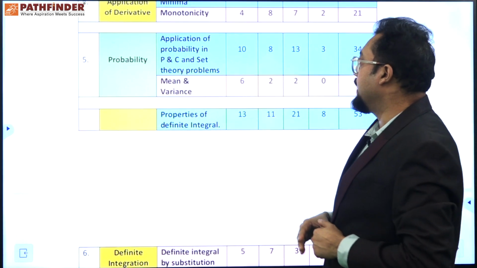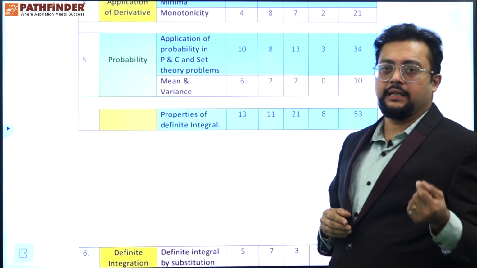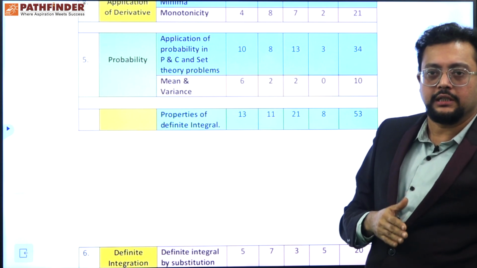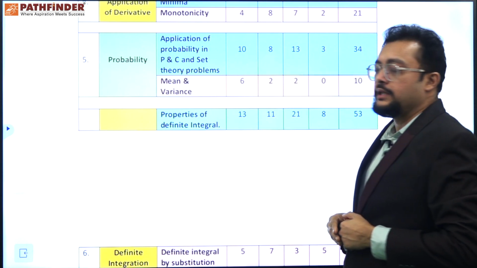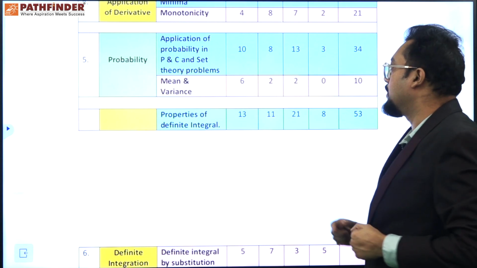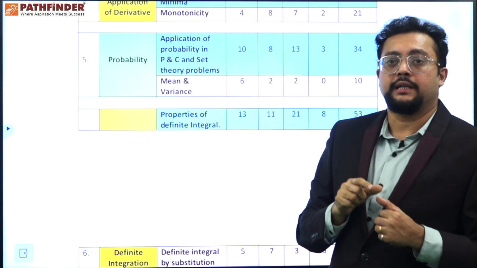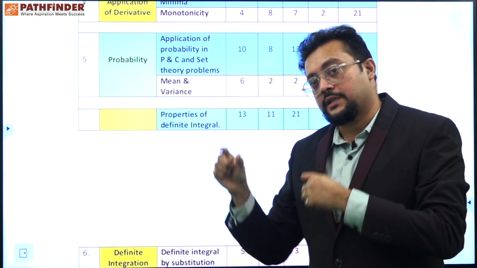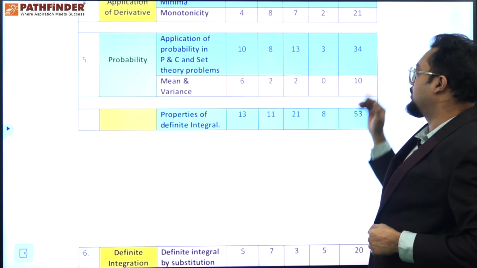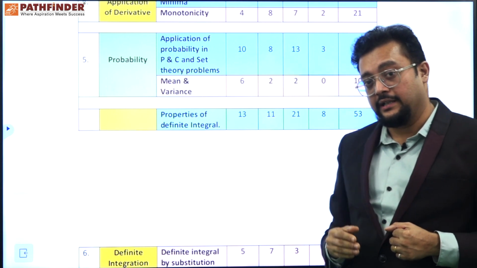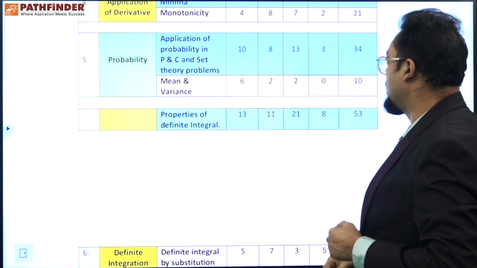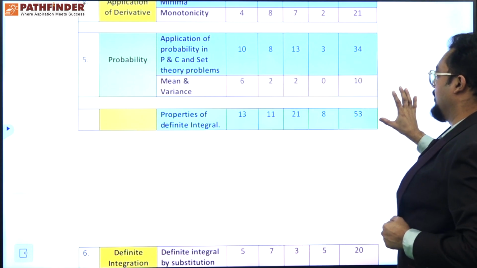Next comes probability. Again, in probability also you can see that certain portions have been left behind. In the remaining portion which is still within the syllabus, you can see application of probability in PNC, that means permutation, combination and probability mixed problems, and also probability and mixture of sets. Those form the majority of the questions. It is 34, and mean and variance of probability distributions, those are 10 in number.